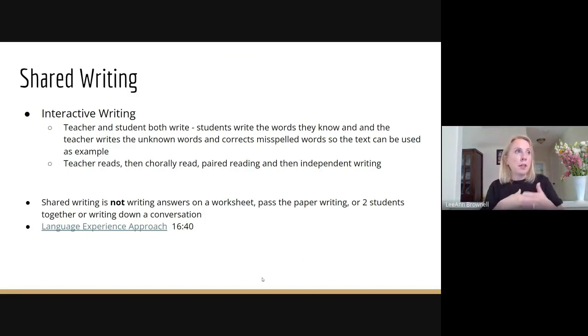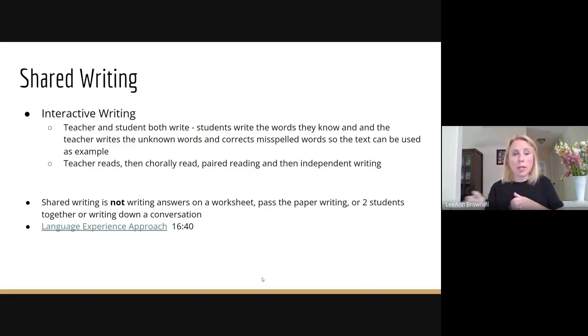So maybe they're working together, the students have an idea, the teacher's writing it, the student's writing it, but when they get to the point that they have the words but they don't know how to write it, this is when the teacher would jump in and be writing. So it's kind of a give and take. And then again, the teacher reads it, they read it as a group, read it as a partner, and then practice on their own.